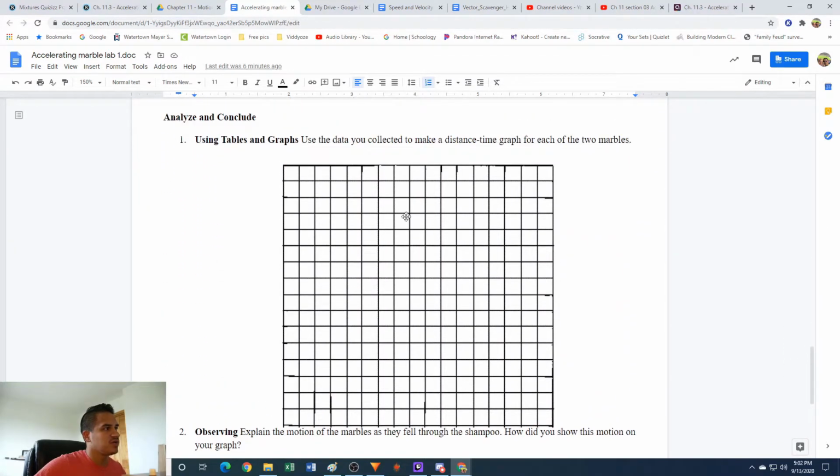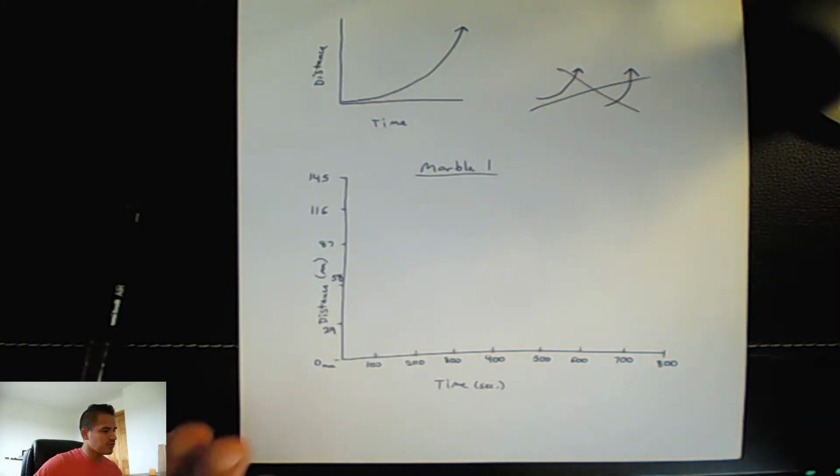Now, the first one here, it says, use the data you collected to make a distance time graph for each of the 2 marbles. Now this is a Google Doc. You could draw on it, but it's kind of tricky. So I'm going to do mine on paper. I'd recommend just doing yours on paper too. It just makes it easier. Okay, don't worry about trying to draw on this. So I'm going to switch over to my paper here.